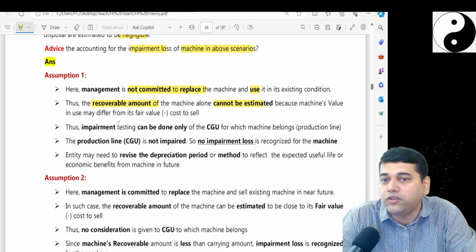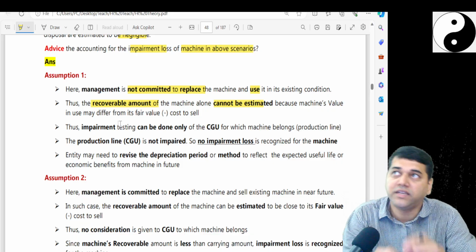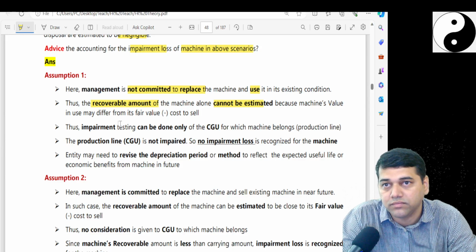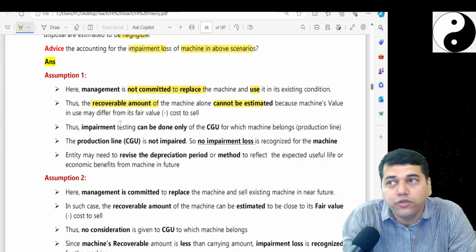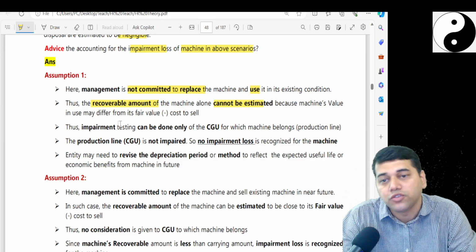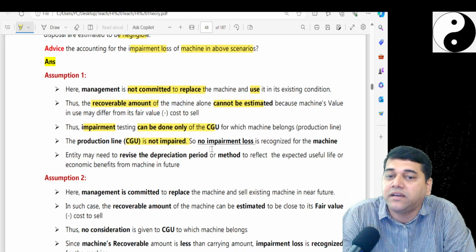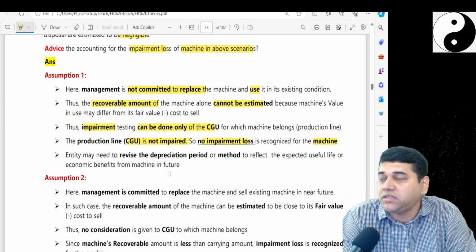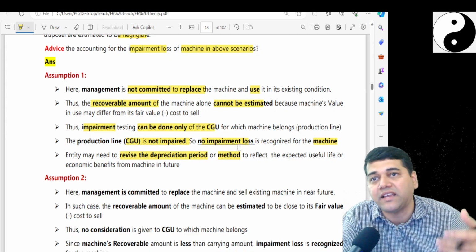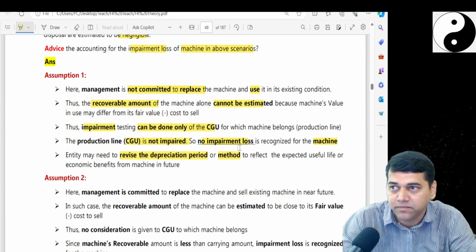No, because value in use is not there. I don't know, because since I am continuing to use it, see, it is damaged. If I want to sell right now, I will get the fair value. But since I am continuing to use it, what is its recoverable value? I don't know. So in that case, I will test for the impairment of the CGU, and if the CGU is not impaired, I will not recognize the loss on the machine, but I will revise the depreciation period or the method so that I can consume that asset fast. Understood this? This theory is clear.